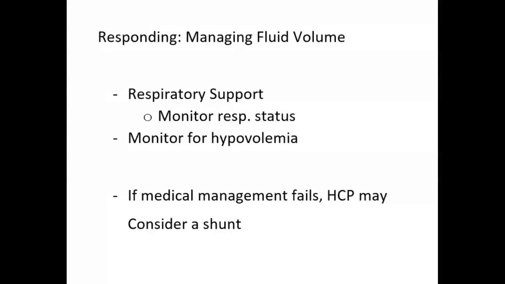Fluid and electrolyte balance problems are common as a result of the disease or treatment. The elevated BUN, decreased serum proteins, and increased hematocrit may indicate hypovolemia. If medical management fails to control ascites, the healthcare provider may choose to divert ascites into the venous system by creating a shunt.